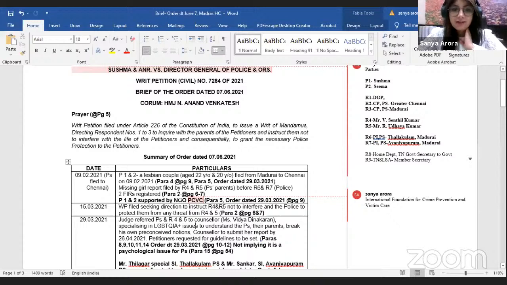The way I've done it is that I have used abbreviations. Instead of writing petitioner again and again, I've just used P1 and P2, R1, R4, R5, and so forth. And instead of writing complete sentences, I've used hyphens, I've used active voice. So I'm not saying that the couple, the FIR was registered by the parents. No, I'm saying two FIRs registered.